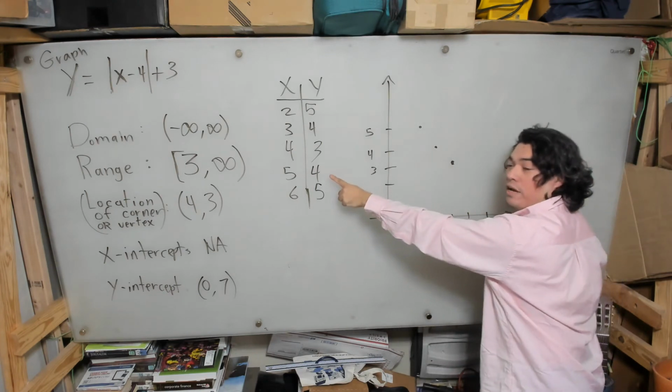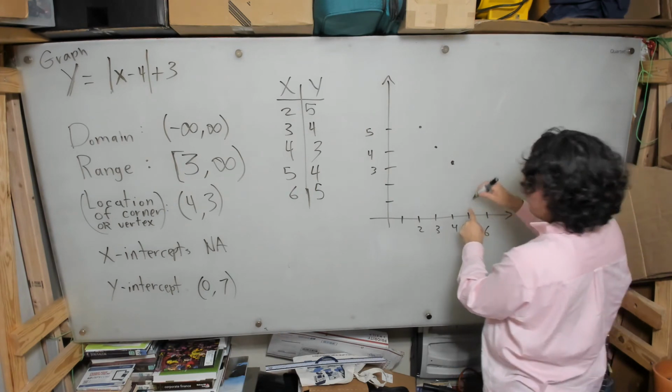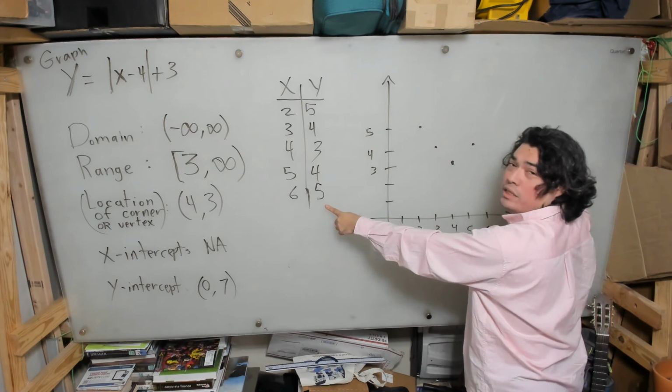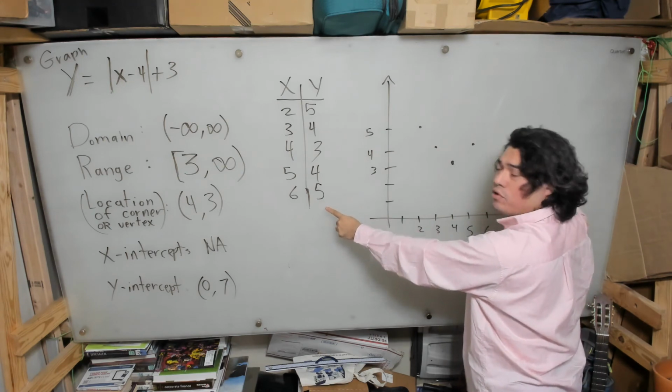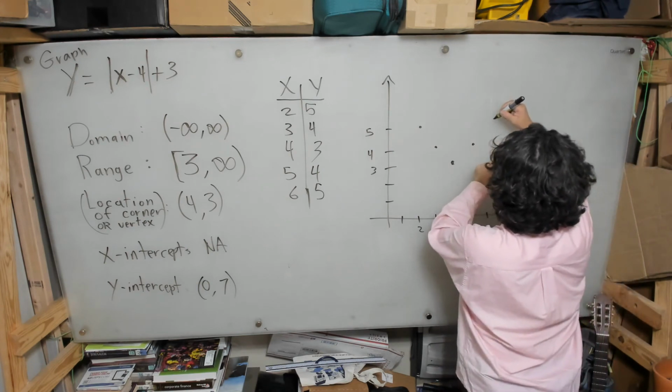The next point is 5, 4. So I'm going to go 5 along the x, and then 4 up. Finally, of course, this point is the point 6, 5, which means I'm going to go 6 along the x and 5 along the y.